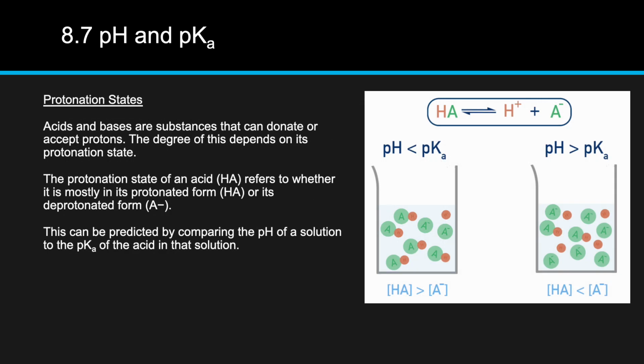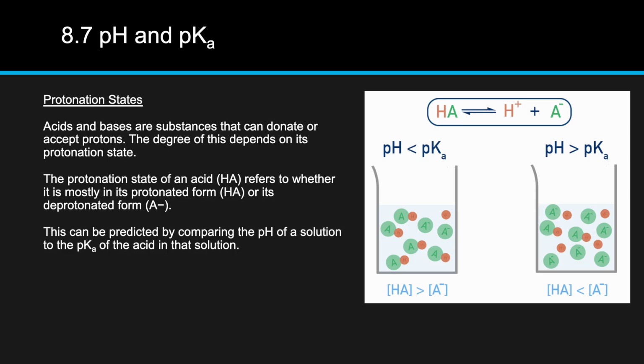So acids and bases work by donating or accepting protons, and this depends on their protonation state. So a weak acid, or HA, can exist as its protonated form, HA, or deprotonated form, A-. So essentially all these words mean is, does it have a proton or does it not have a proton? Protonated means it does have a proton, deprotonated means it does not have its proton.